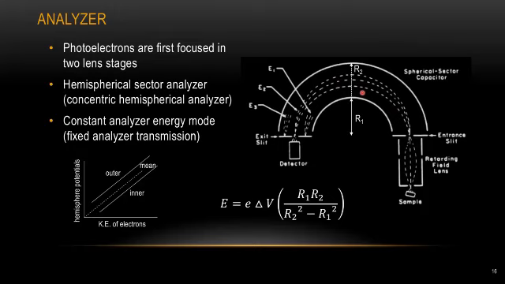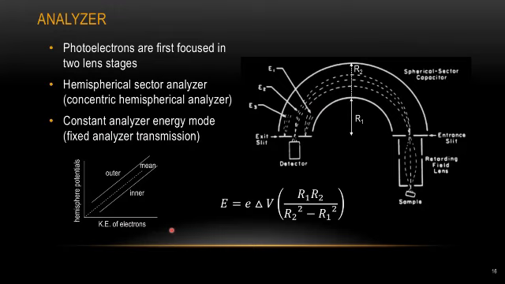In the second stage, the electrons will be accelerated or retarded by some user-defined energy, also known as the pass energy. This pass energy is very important. It affects both the transmission of the analyzer and your analyzer resolution. The electrons will be spread out in the second stage according to the formula down here, where e is the charge of each electron, delta V is the potential difference between the hemispheres, and R1 and R2 are the physical radii of the chamber. Usually for XPS measurement, we use constant analyzer energy mode, which means you have a constant pass energy with a constant resolution throughout your entire spectrum.